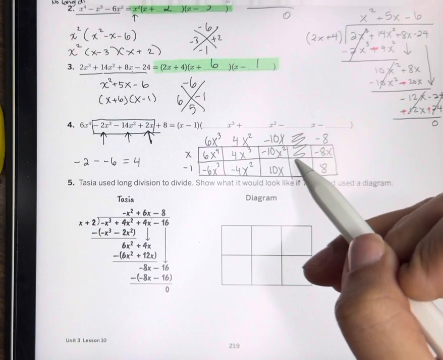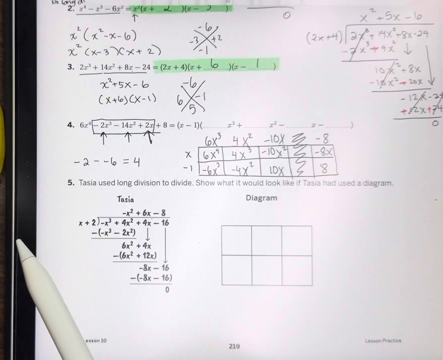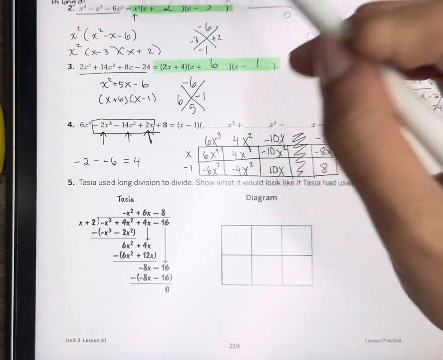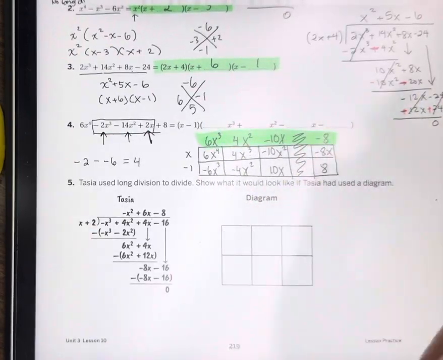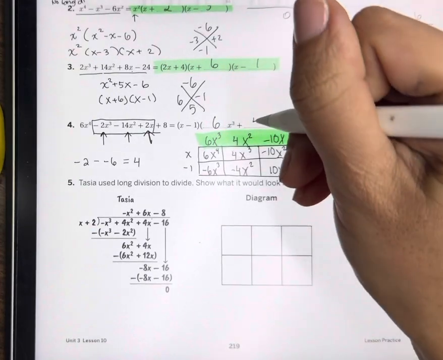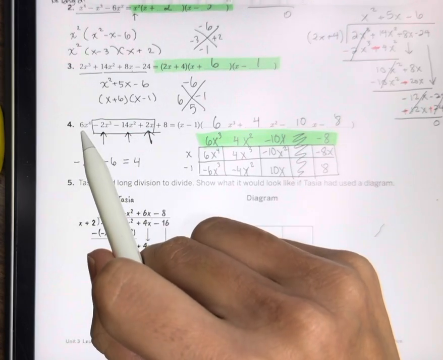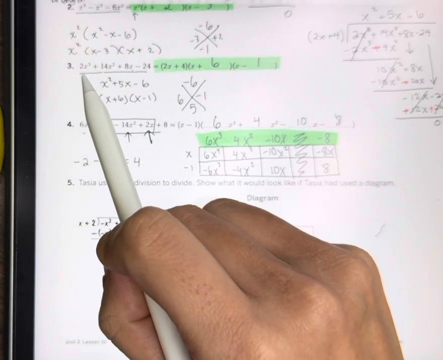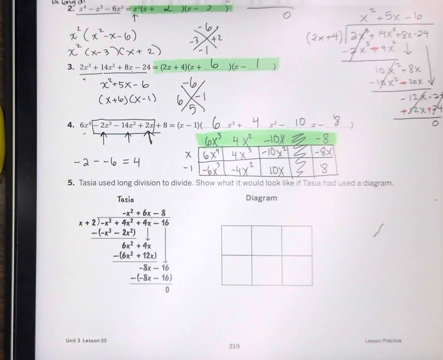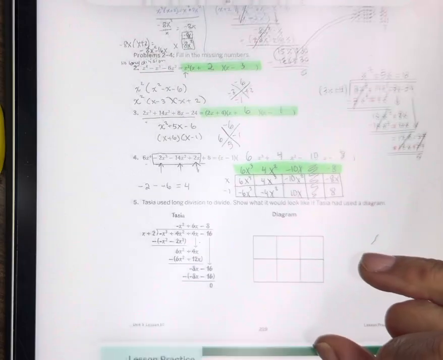I actually don't need this area right here. So, whatever. And here's the answer. Remember, the answer ends up on top, if you remember from watching the previous video. So this is a 6x cubed plus 4x squared minus 10x minus 8. And you guys, even though this was a longer problem, because this was a 4th degree, it was a longer problem than this one. It still, to me, was easier. Like if you did this problem with long division, it'd come out even longer than number 3 did.